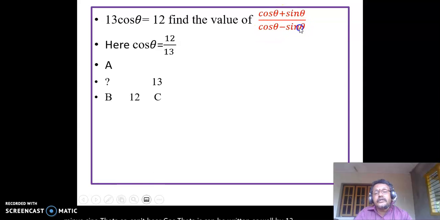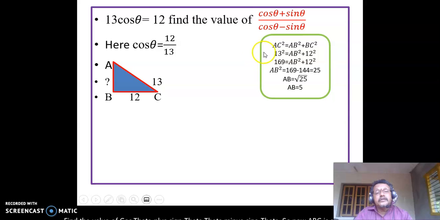So now ABC is a triangle. So now this is 13. Find AB by using the Pythagoras theorem. So AC squared is given, 13 squared, equals AB squared plus 12 squared. AB squared equals 169 minus 144. You will get 25. AB equals square root of 25. AB equals 5. So we will get AB equal to 5.